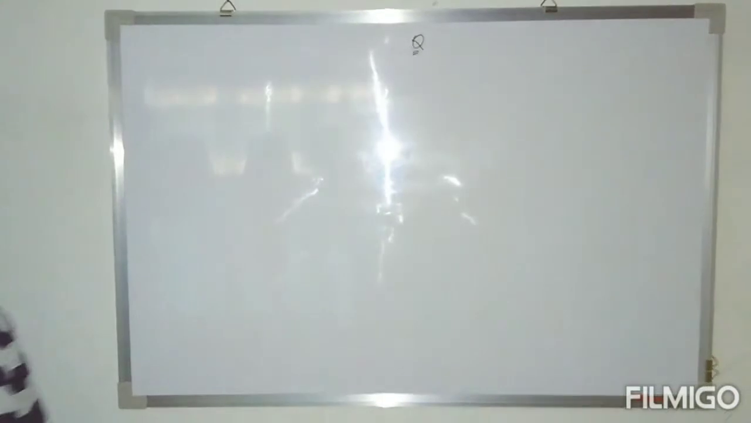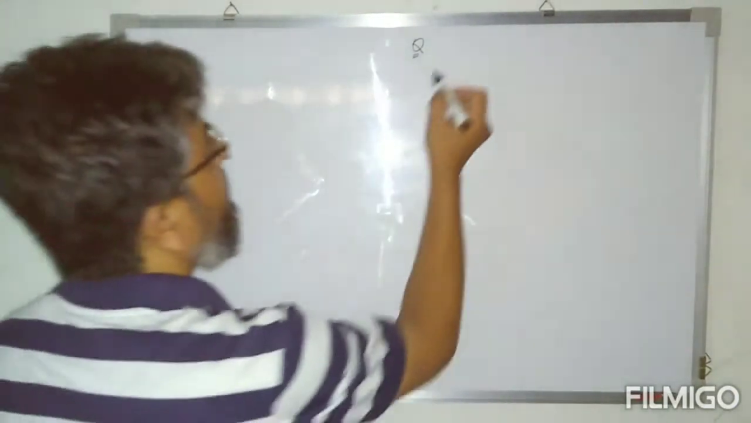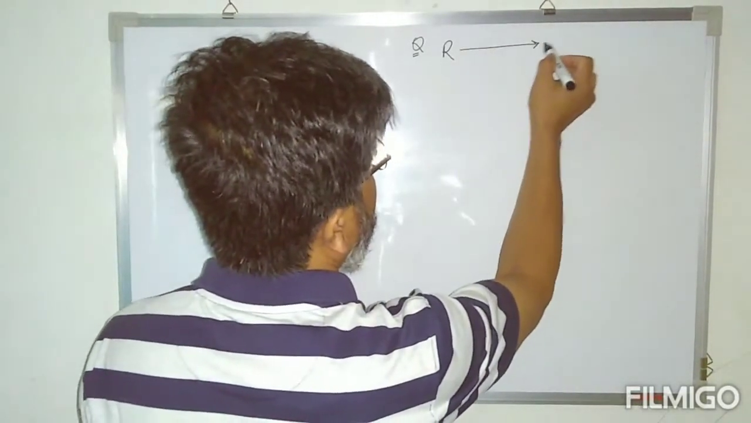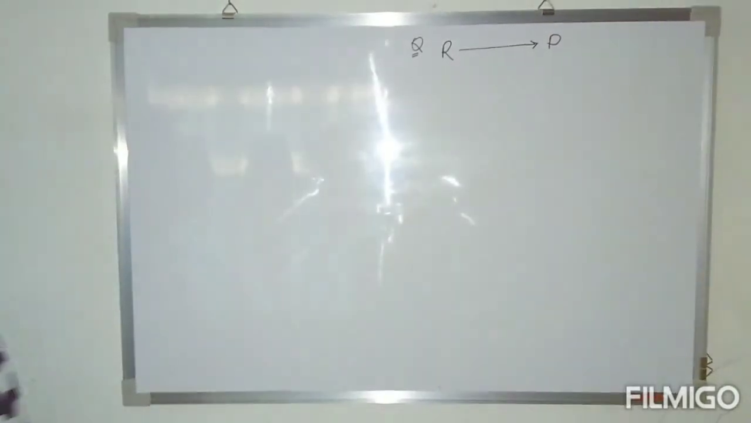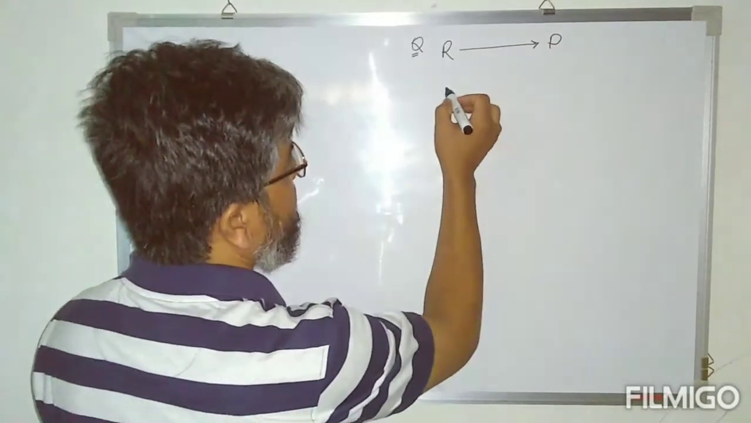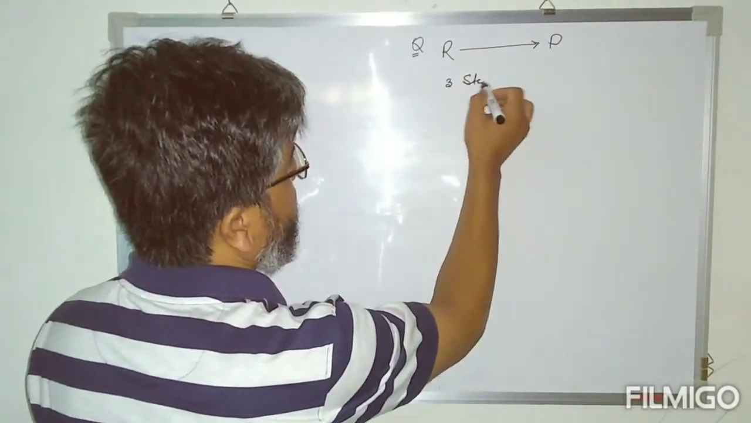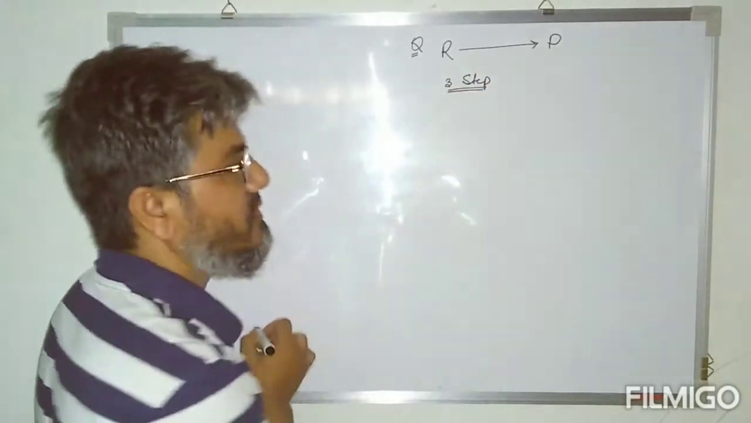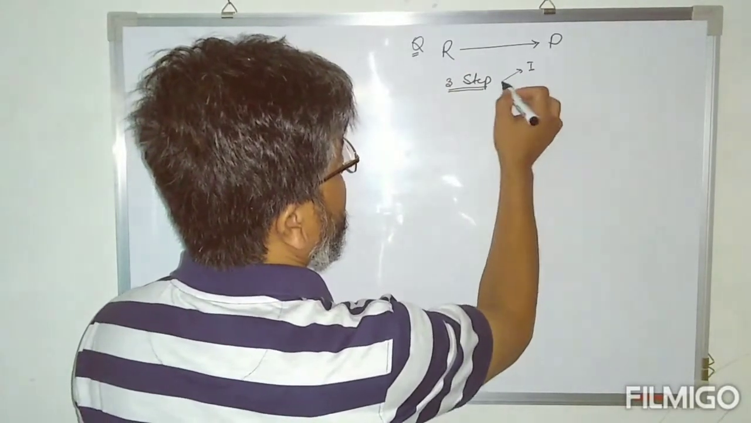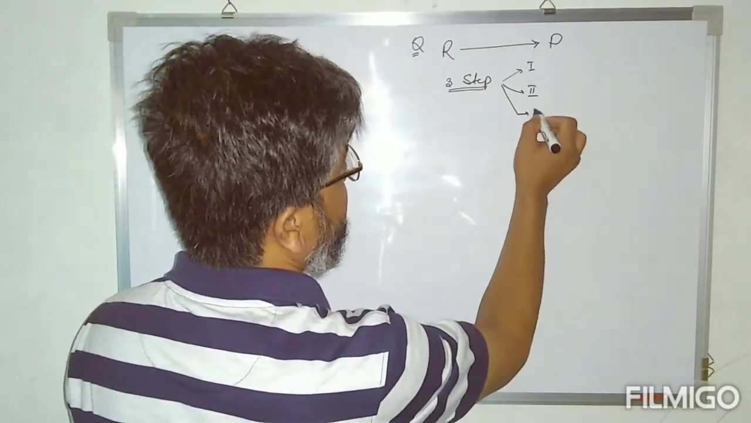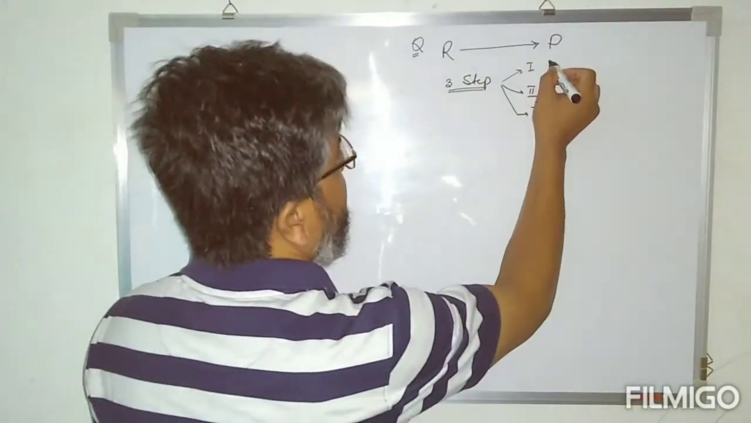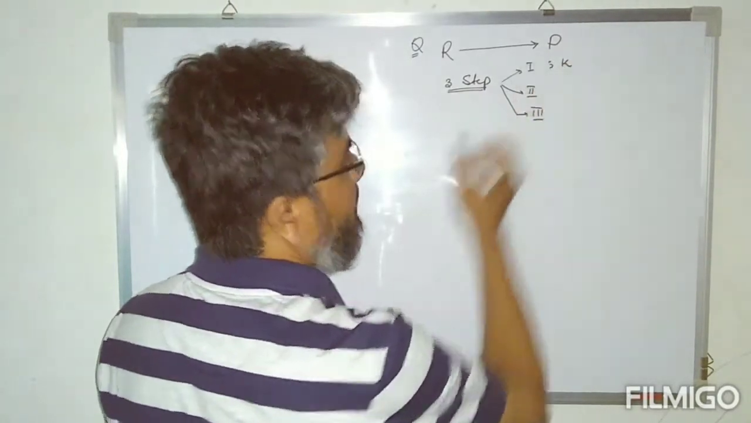some simple examples. Now let's suppose we have a reactant R that changes to product P. This conversion of a reactant to product occurs in 3 steps. This is a complex reaction in which the reaction is taking place in 3 steps. So step 1, step 2 and step 3. These are 3 different steps. Now for this step 1, the rate constant is K1.